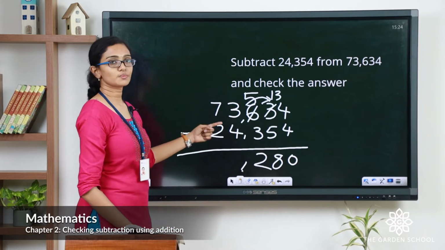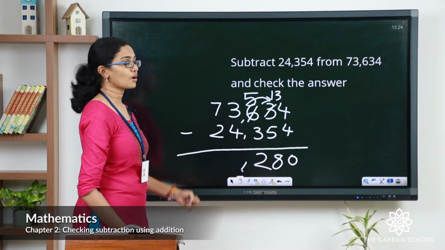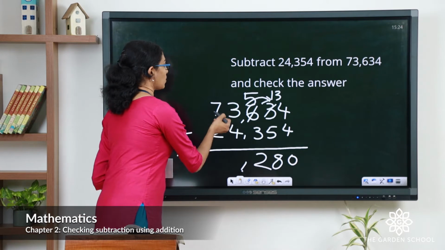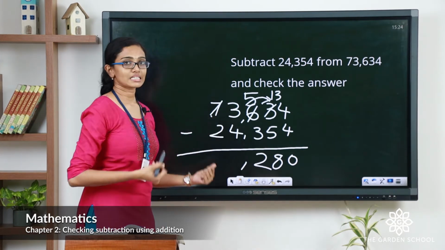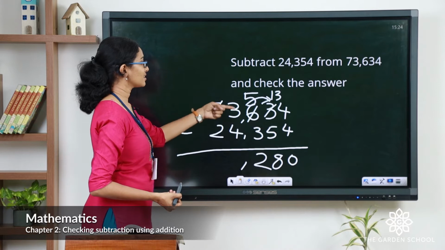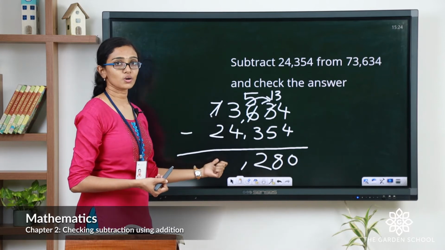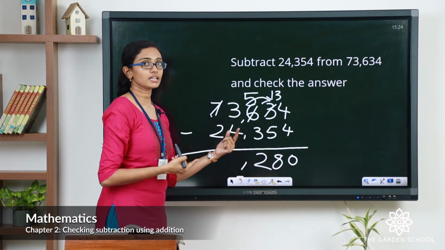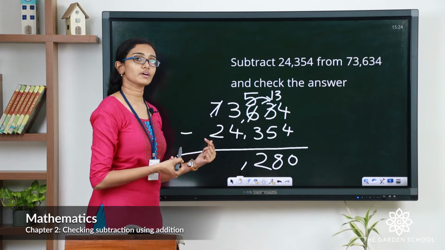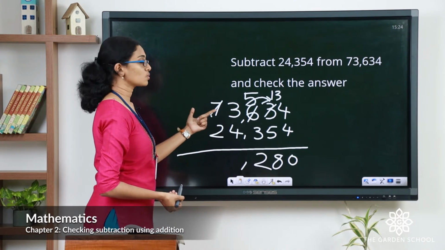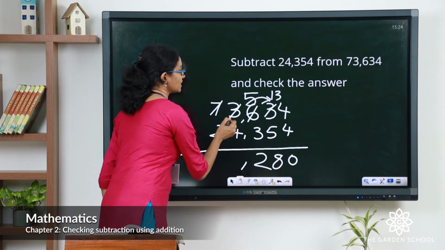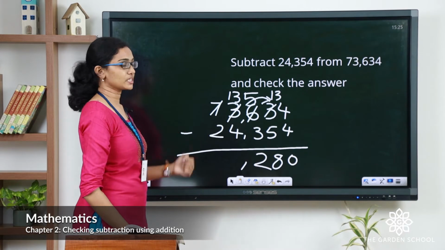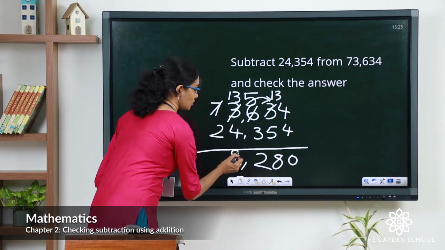Now, in the thousands place, we have 3 thousands minus 4 thousands. We cannot do 3 minus 4. What do we do then? We borrow 10,000 from the 10,000s place and give that to the thousands place. So, now we have that 10,000 plus the 3,000 that we already have here. So, that is equal to 10 plus 3 equal to 13,000. Now, we can do 13 minus 4 which is equal to 9.